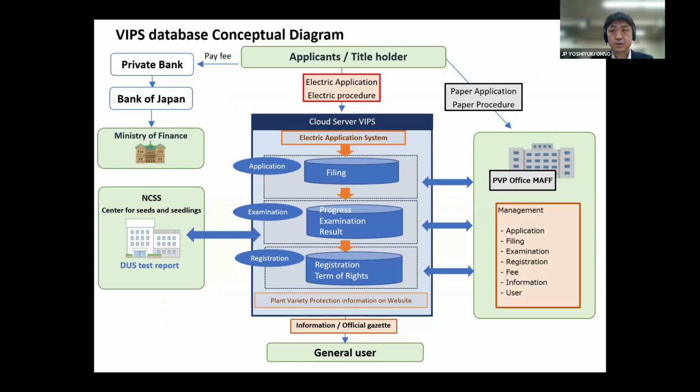This diagram shows the relation of our IT database with stakeholders. The applicant or title holder applies for their variety by electronic tools or paper documents. Our database VIPS files all applications, not only from electronic tools, but also paper documents. Through VIPS, the PVP office and NCSS connect to this IT database to conduct the DUS examination. So all related stakeholders can access our IT database.